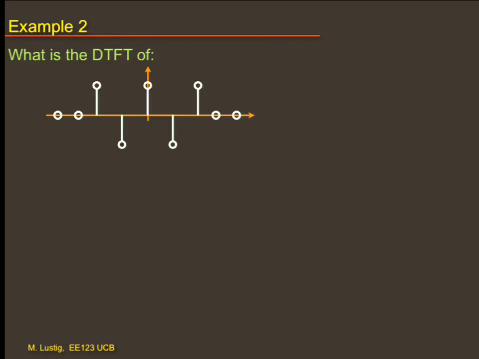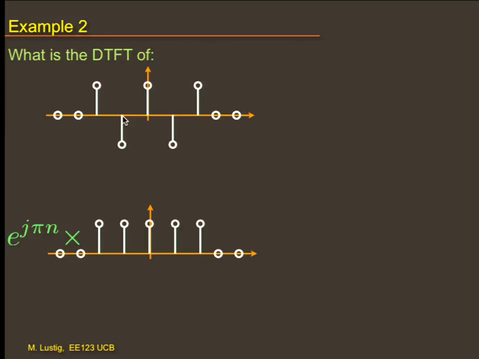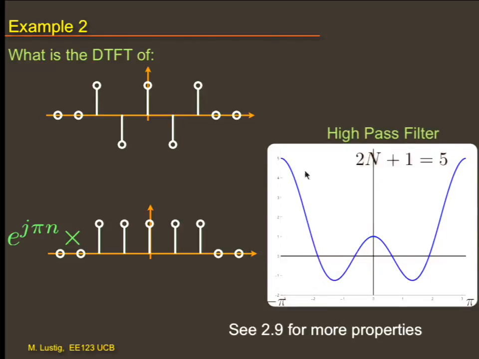Right. So modulating a rect will give you this, right? So effectively, this is this modulated by e to the j pi, and that shifts it by pi. So the whole thing shifts by pi. So now you took something that was a low-pass filter that was passing low frequencies into a high-pass filter that passes high frequencies. Okay? Any questions?